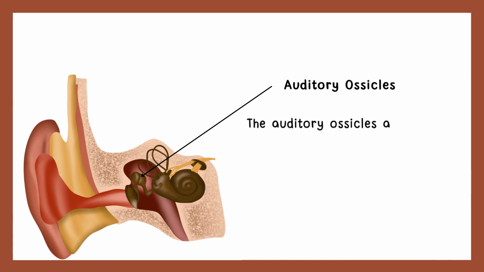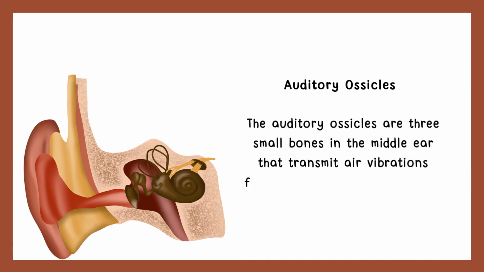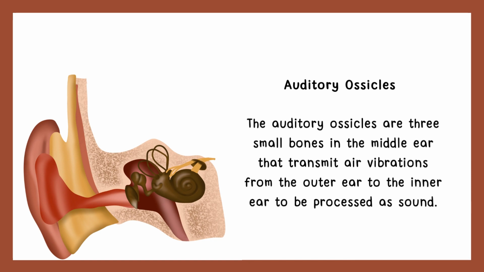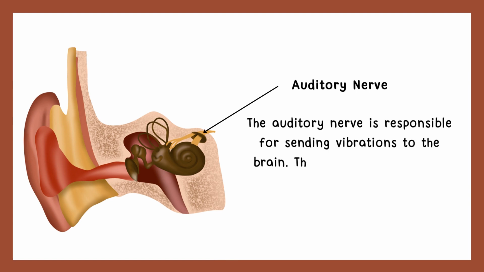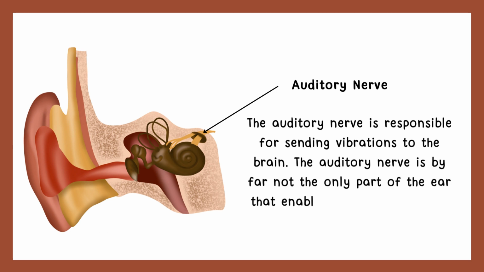Auditory ossicles. The auditory ossicles are three small bones in the middle ear that transmit air vibrations from the outer ear to the inner ear to be processed as sound. Auditory nerve. The auditory nerve is responsible for sending vibrations to the brain. The auditory nerve is by far not the only part of the ear that enables us to hear sounds.